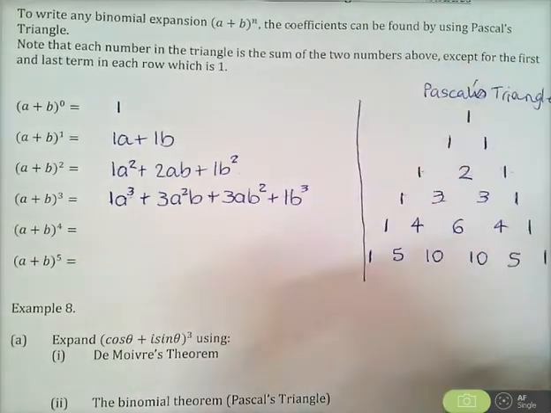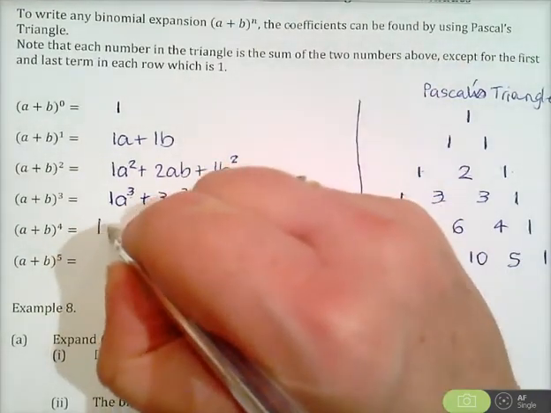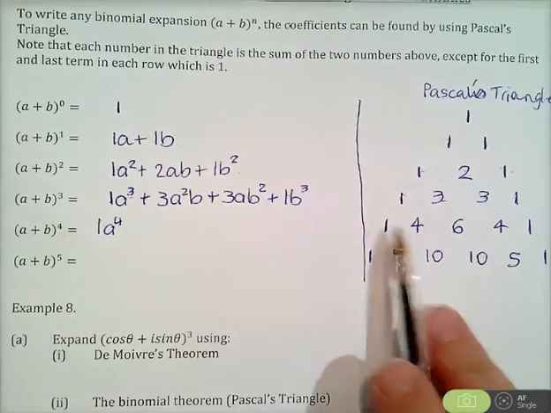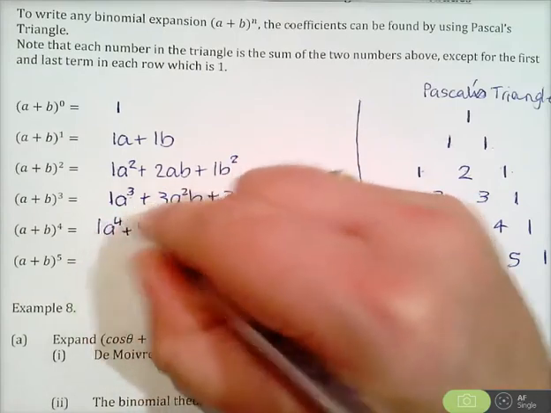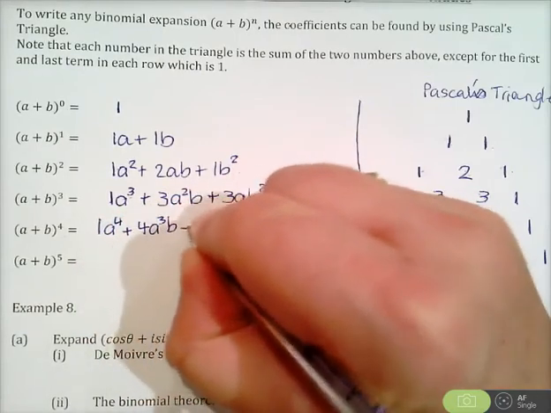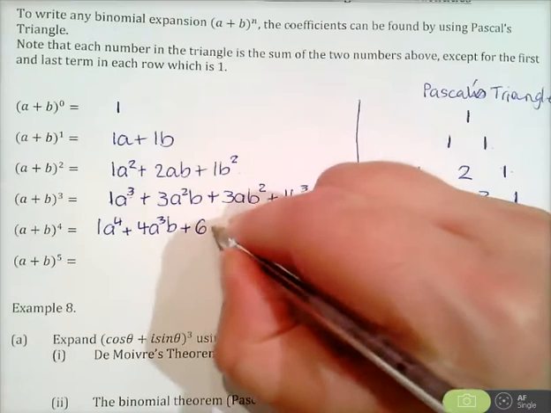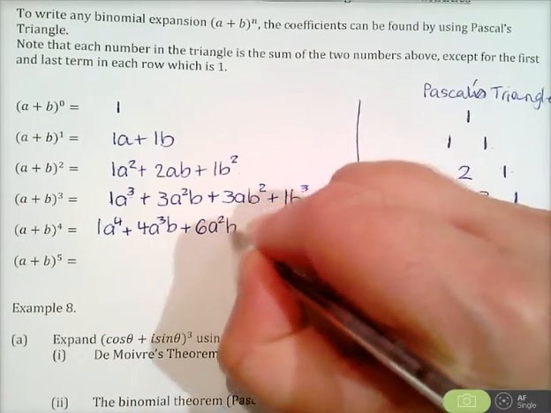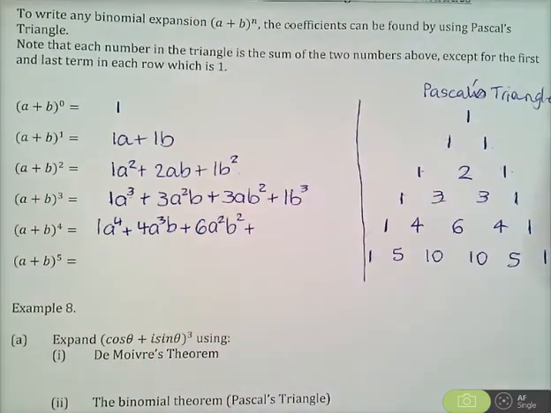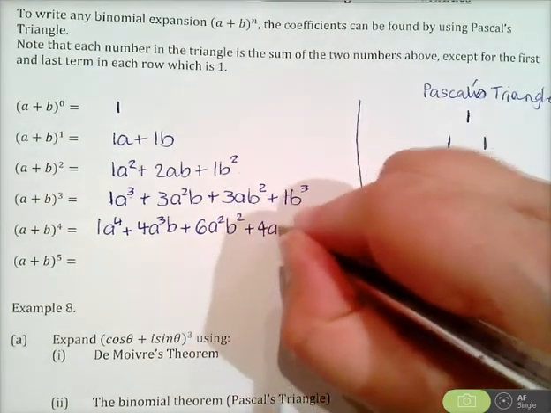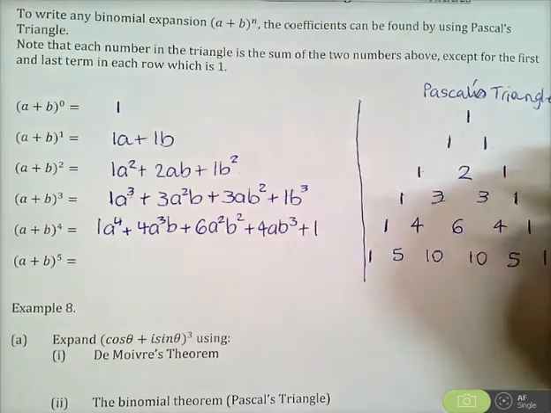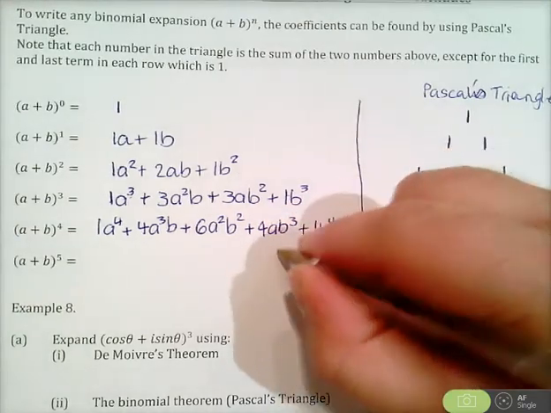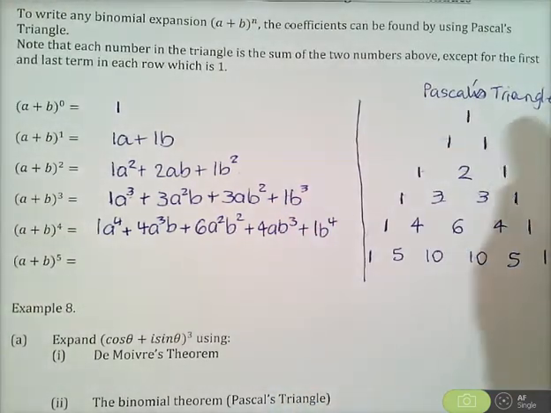Okay, now the next expansion, you've got 1a to the power of 4. These are our coefficients. Then the next coefficient is 4. Drop a power of a, go up one power of b. The next coefficient is 6. Down one power of a, up one power of b. Again, 4, down one power of a, up one power of b, and the last coefficient is 1. And you drop a power of a, which gives you no a's, and increase one power of b, which gives you b to the power of 4.